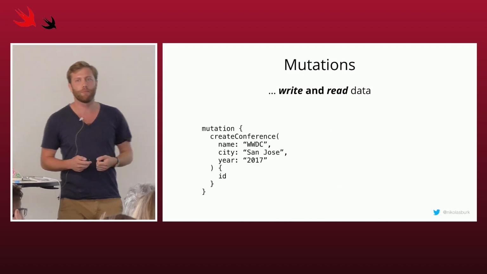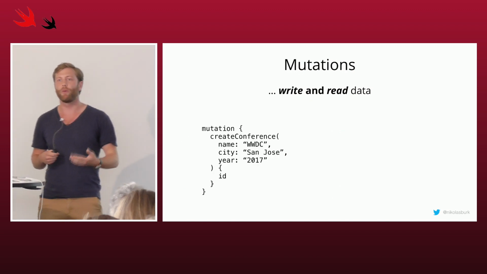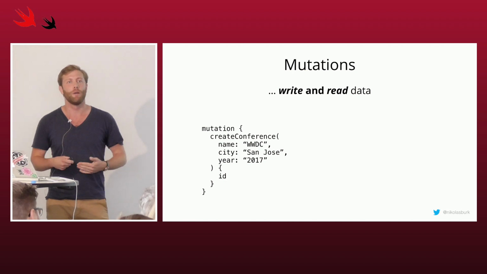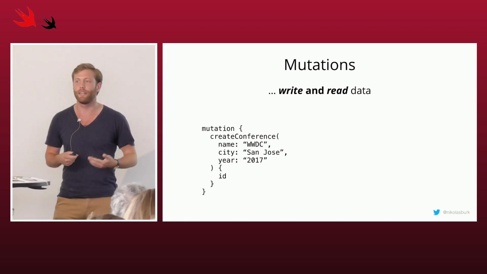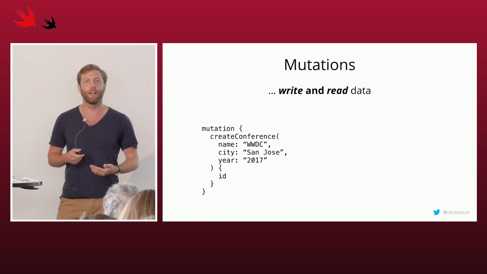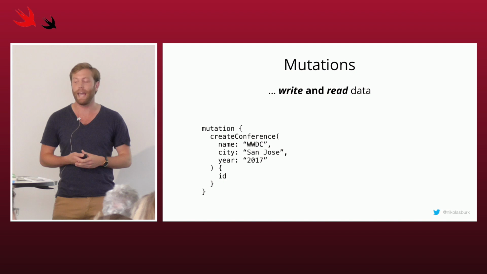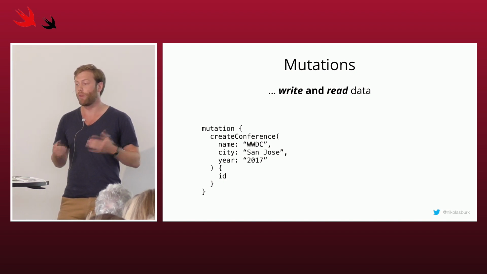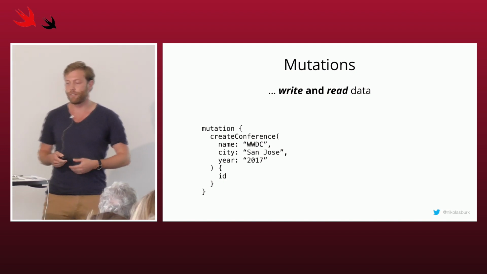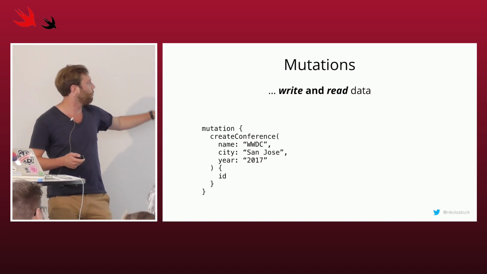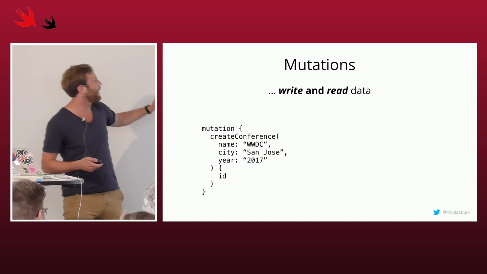And then we also have the concept of mutations, because usually when you're working with an API, you not only want to download data, but you also want to make changes to the data that you currently have in the database. And in GraphQL, this is done via mutations. So here I have an example for a mutation with which we would create a conference. We provide a couple of parameters to this mutation.